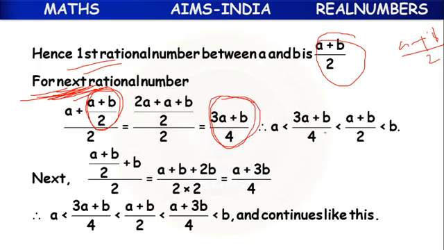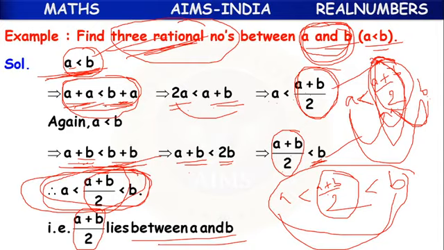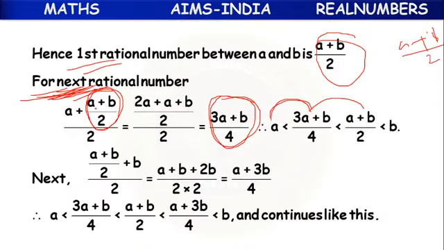Which will be less than (a+b)/2 and more than a. So in the place of b, we are keeping (a+b)/2. So we got one rational number, which is less than (a+b)/2 and greater than a.